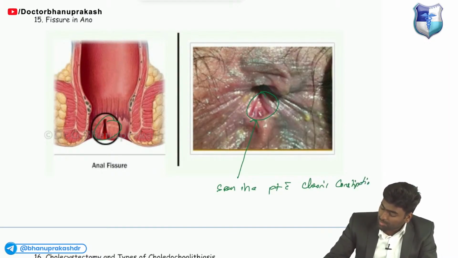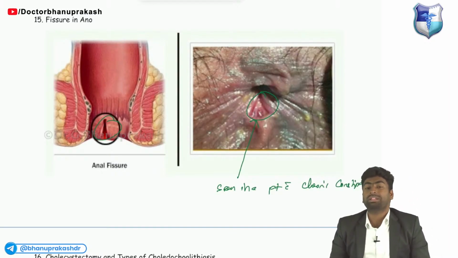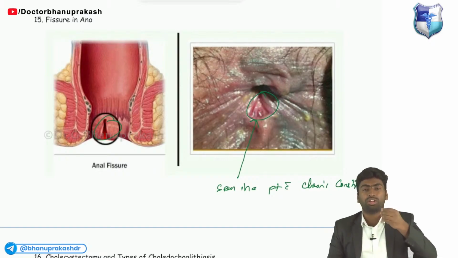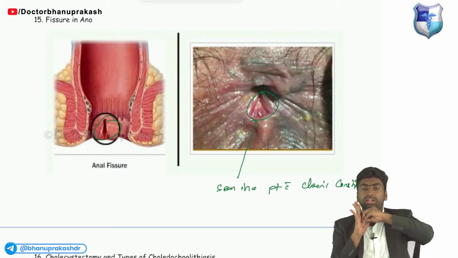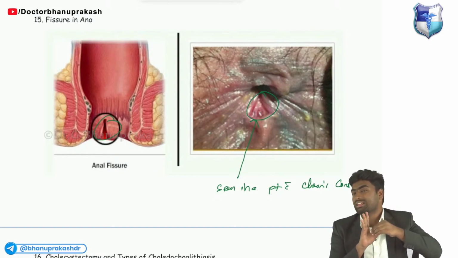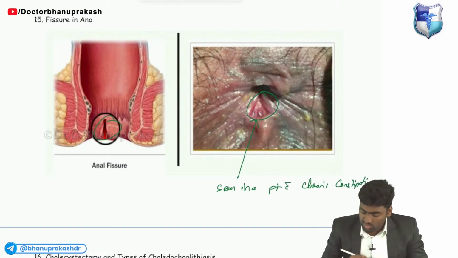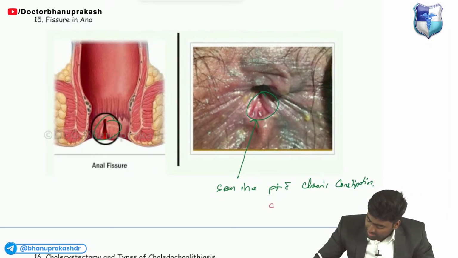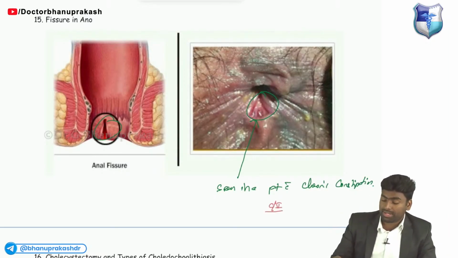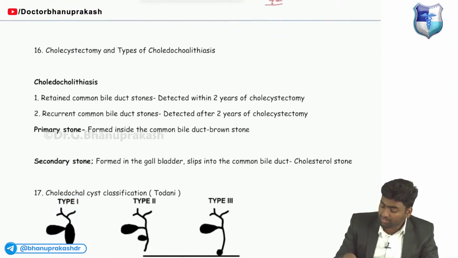So remember, anal fissure means a very painful condition, because while the stool comes, it will erode the mucosa of the rectum, which causes the anal fissure, and it will be very painful. So perrectal examination will be contraindicated. The perrectal examination will be contraindicated in the case of anal fissure.